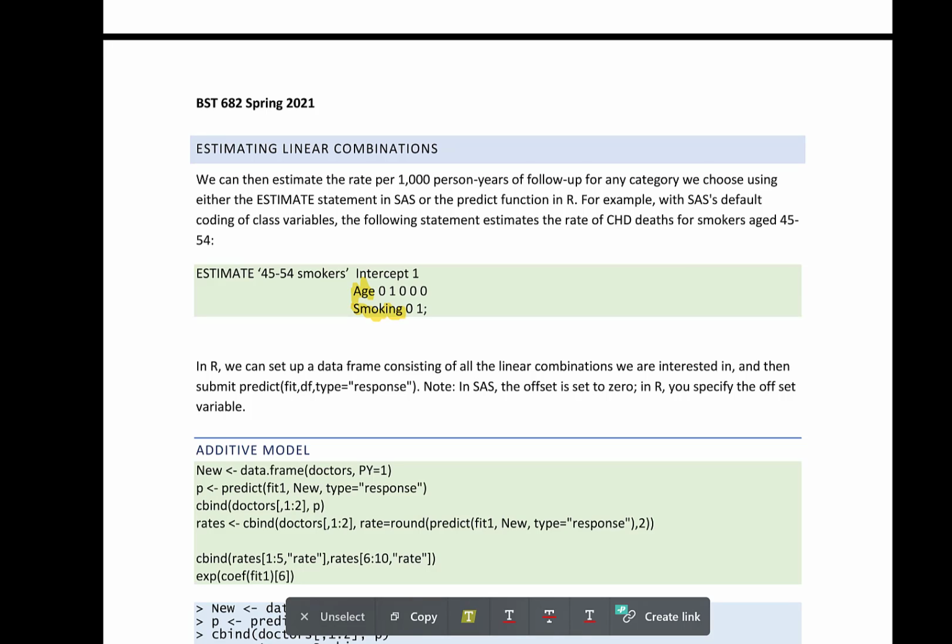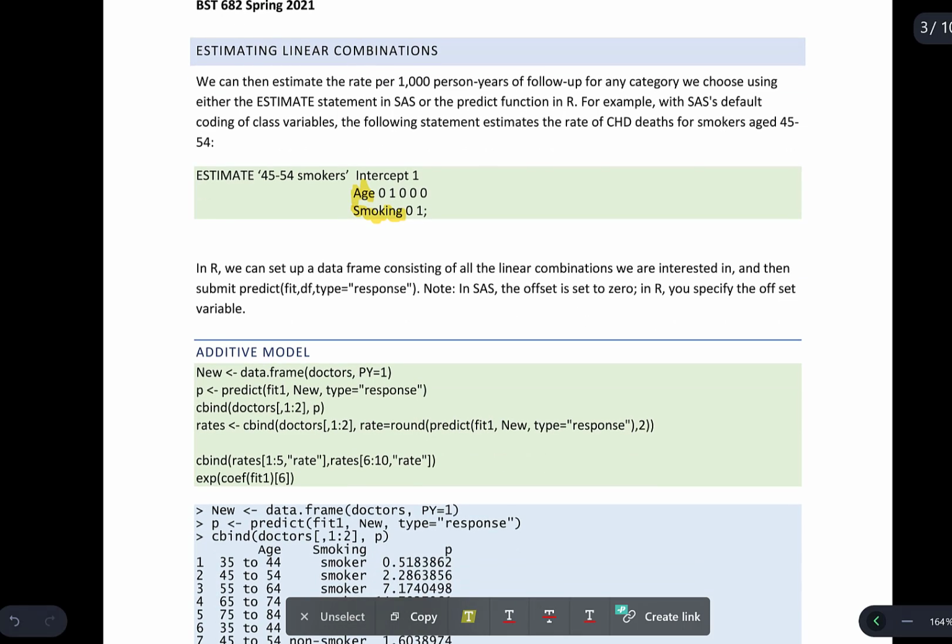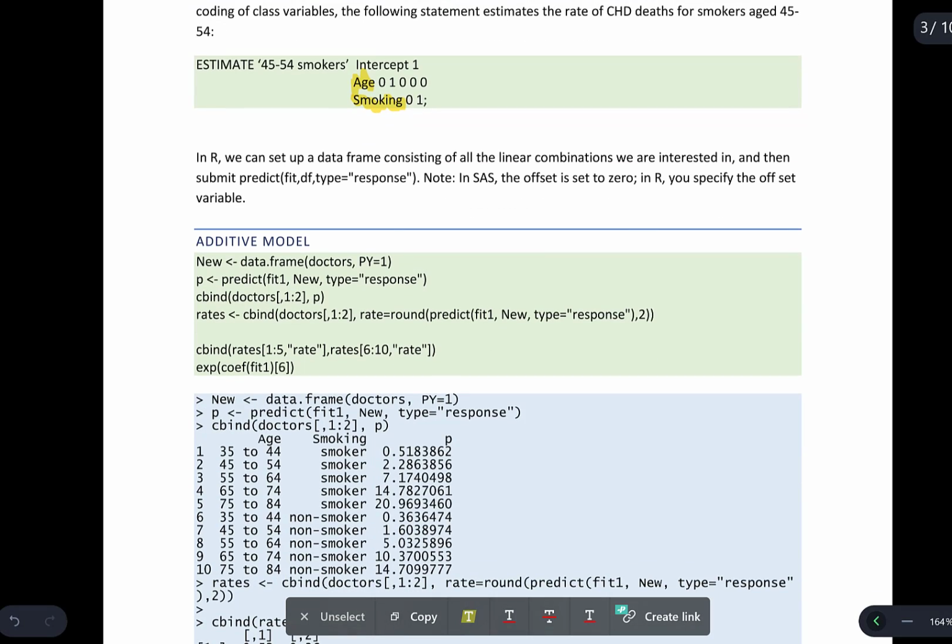So 45 to 54 was the second category for smokers, so that's why you see the 1 there. And then for smokers, non-smokers were 0 and smokers was 1. And so in R, we can set up a data frame consisting of all the linear combinations we're interested in, and then submit the predict function. One thing to note here is that in SAS, the offset is set to 0. In R, you specify the offset variable.